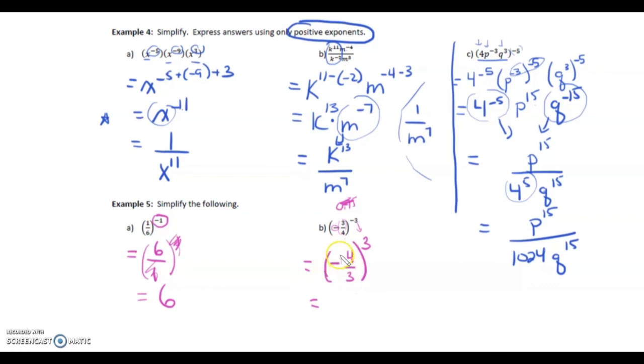Okay, we know from before that this exponent 3 is applied to both the numerator and the denominator. So for simplicity, I just apply the negative sign right to the numerator. So essentially this is going to be negative 4 to the exponent 3 and then 3 cubed as well. Okay, so we get negative 64 over 27.